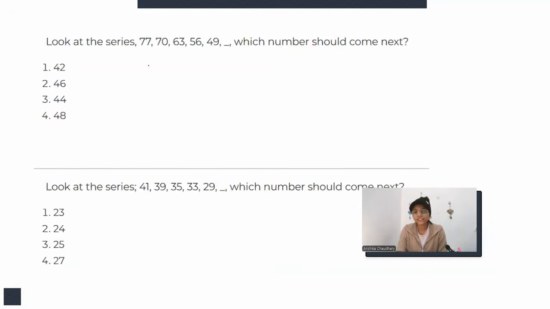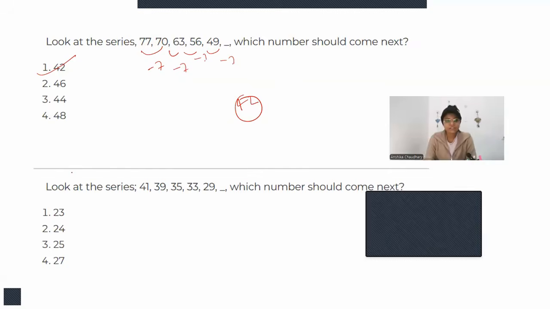The next question is: look at this series 77, 70, 63, 56, 49. So clearly our series is decrementing, right? So let's have a look. Here, 77 minus 7 would be 70, then minus 7 would be 63, then minus 7, and then minus 7, right? So the logic is pretty simple. If we subtract, it will be 42. 42 will be the correct answer for this question. I hope it is clear to you. Let's move on to the next.